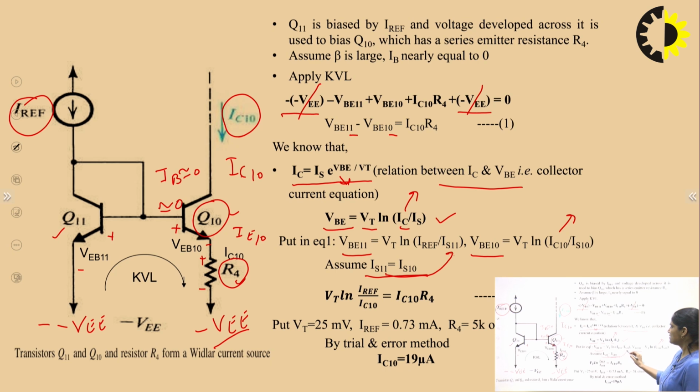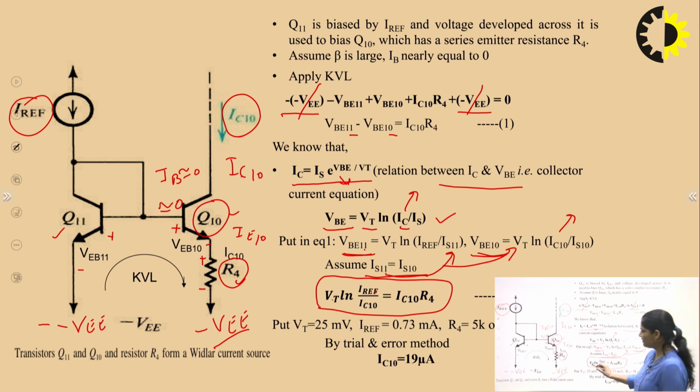So put these equations into the earlier equation. When you put IS11 and IS10 as equal, you get VBE11 and VBE10, and putting these two values in equation 1, you get VT ln(I reference upon IC10) equals IC10 R4. This is the final equation. From this equation we can find IC10, and we know the value of VT. VT is 25 millivolt.